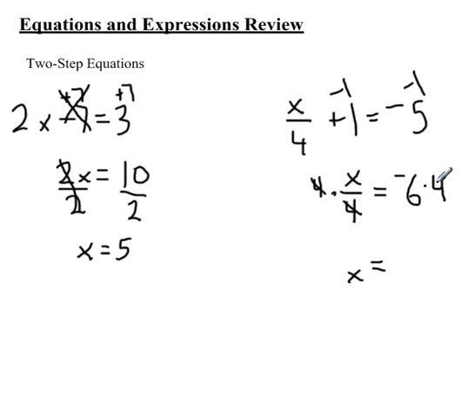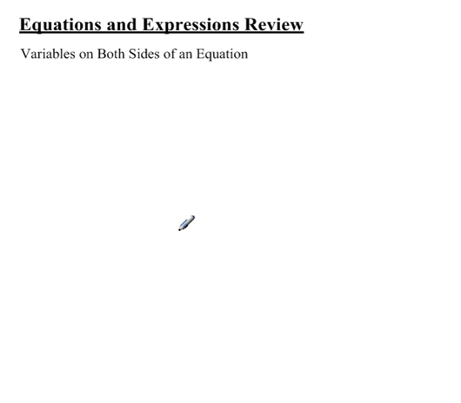And negative 6 times 4 gives you negative 24. So there's how you solve two-step equations. Right, and now let's look at variables when they show up on both sides of the equation. Let's start out with one with three terms. You have 7x on the left, you have 5x plus 4 on the right-hand side.